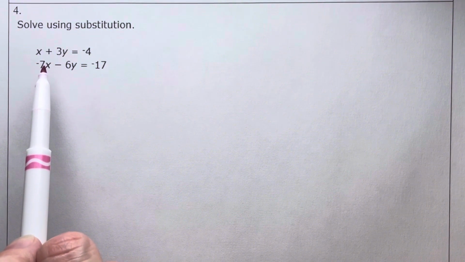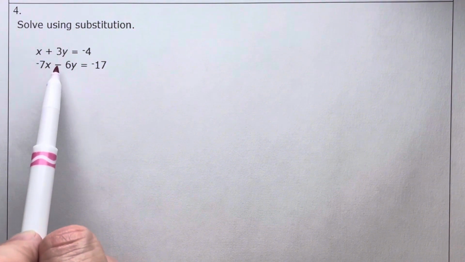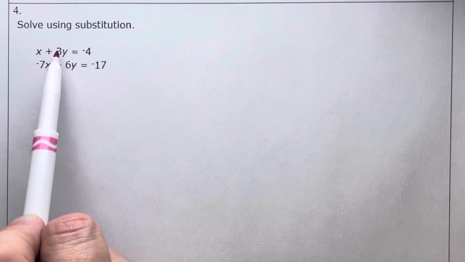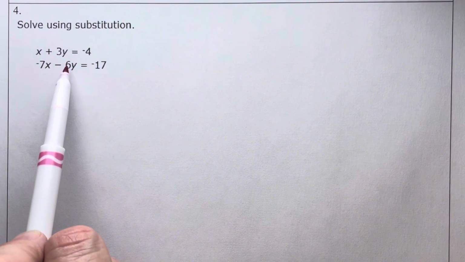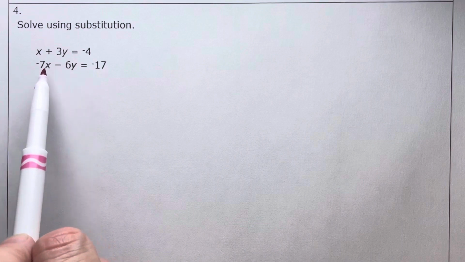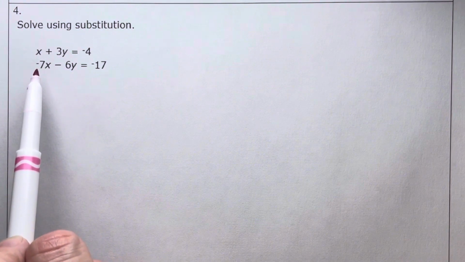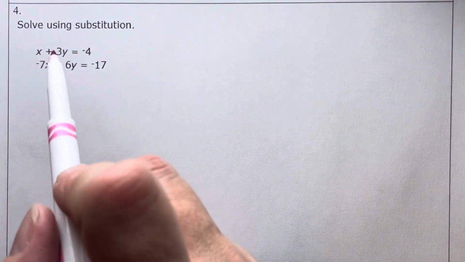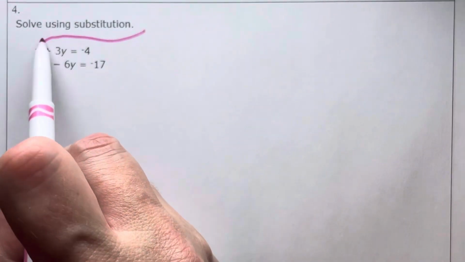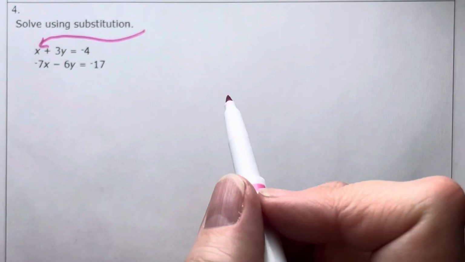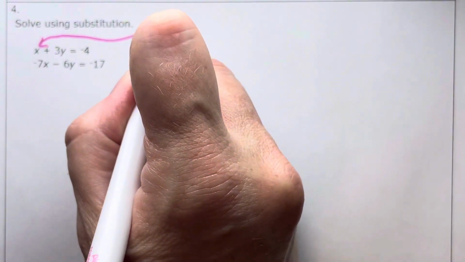So you look and you say, hey, of these 4 variables, x and y on the top, x and y on the bottom, which one of these 4 is the least scary looking? That's what you ask. And honestly, I would say that this x right here is the least scary looking variable.